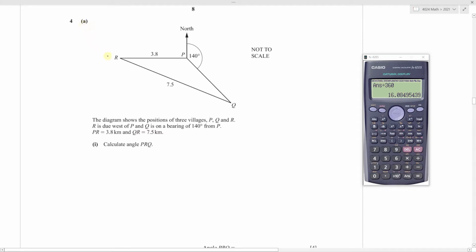Question number 4, part A. The diagram shows the positions of three villages. This bearing is 140 degrees, and then you're given these two distances. The first part is calculate angle PRQ. PRQ is this angle that we need to calculate.